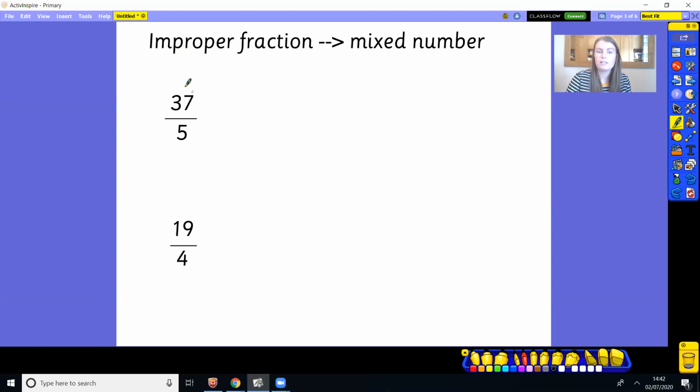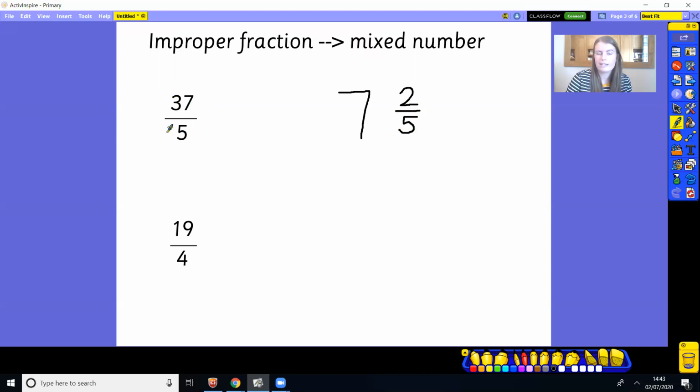So this time we need to figure out how many whole numbers, how many whole denominators we can fit into our numerator. So a whole number for this is 5, because 5 is your denominator. And I know that 5 times 7 is 35, so I can fit 7 whole 5s into 37. So my whole number is 7. But then I would still have 2 little pieces left over, so they become my numerator.